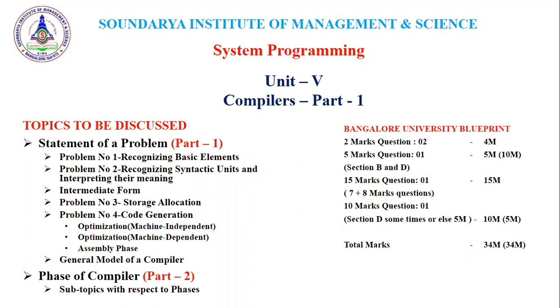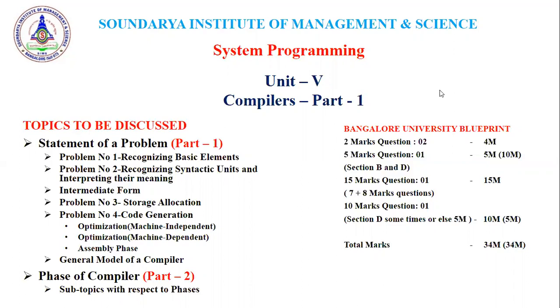In code generation, we need to study optimization with respect to two things: one is machine independent and the other is machine dependent. Next is the assembly phase. After that, we need to learn a general model of a compiler. Generally, there are different types of compilers for higher level programming, so here we need to learn about the general model. In Part 2, the phases of a compiler have to be studied, and it has several different topics that will be discussed in the next video.